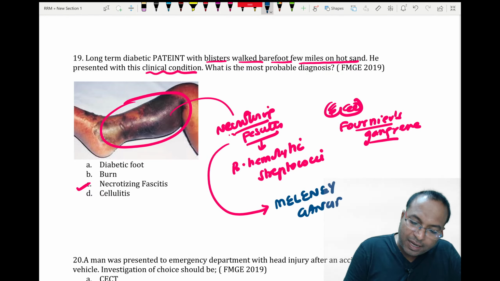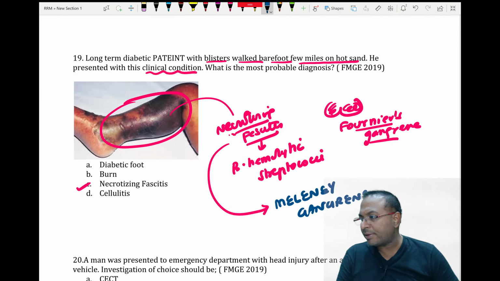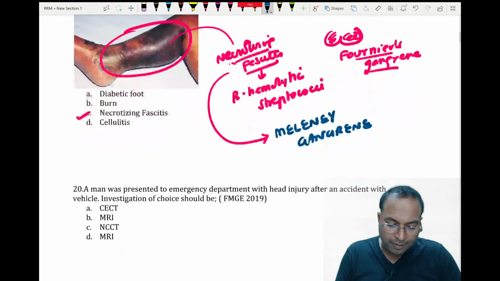So Meleney's gangrene is in the abdominal wall. In the scrotum, it is known as Fournier's gangrene. It is known as Fournier's gangrene.